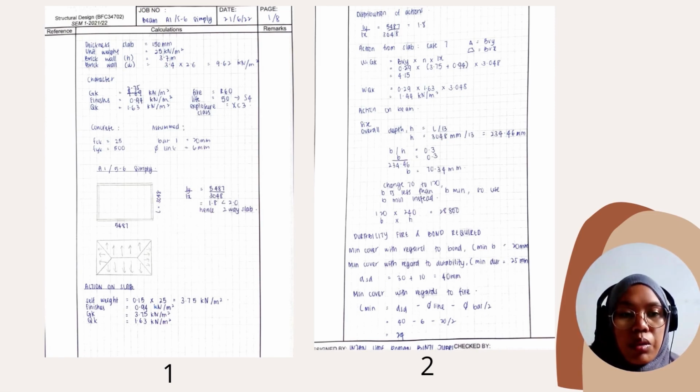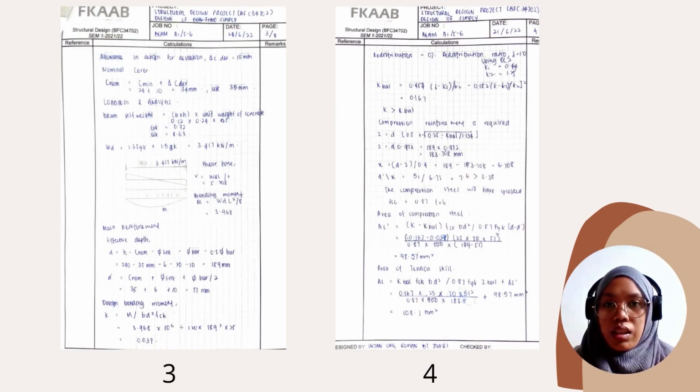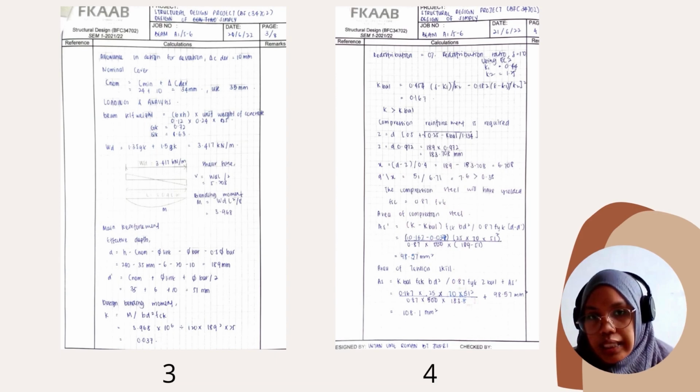So for the durability, fire and bond required, for the main cover, with regards to fire, it is equal to 24. Okay, next. So now, for the allowance in design for deviation, it is equal to 10 millimeter. For the GK, it is 0.72, and for the QK, it is 1.63. Okay, so for the WD, it is equal to 3.417 kilonewton per meter.